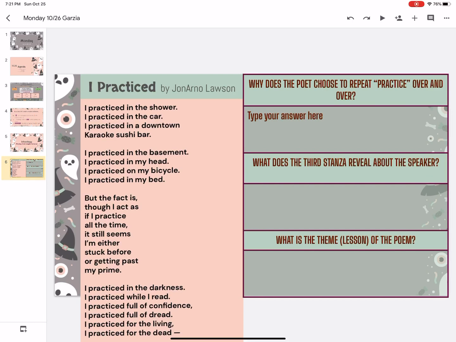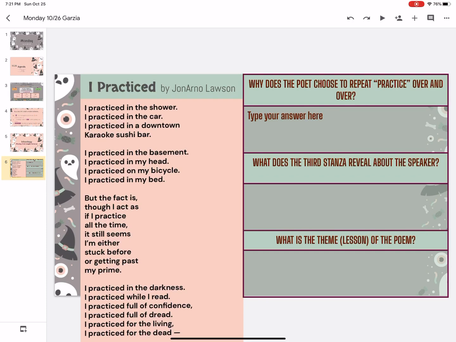I practiced in the shower. I practiced in the car. I practiced in a downtown karaoke sushi bar. I practiced in the basement. I practiced in my head. I practiced on my bicycle and practiced in my bed. But the fact is, though I act as if I practice all the time, it still seems I'm either stuck before or getting past my prime.